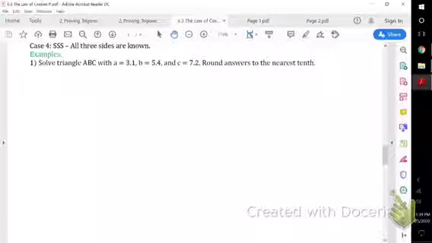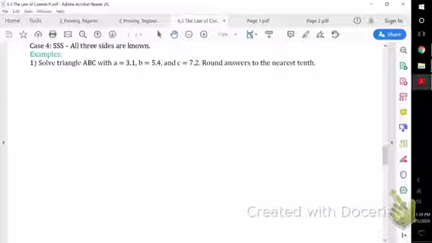6.3, Part 2, Case 4. Here is a side, side, side, and so all three sides are known. So it tells us here in example 1 to solve the triangle ABC with side A equal to 3.1, side B equal to 5.4, and side C equal to 7.2. Round your answers to the nearest tenth.